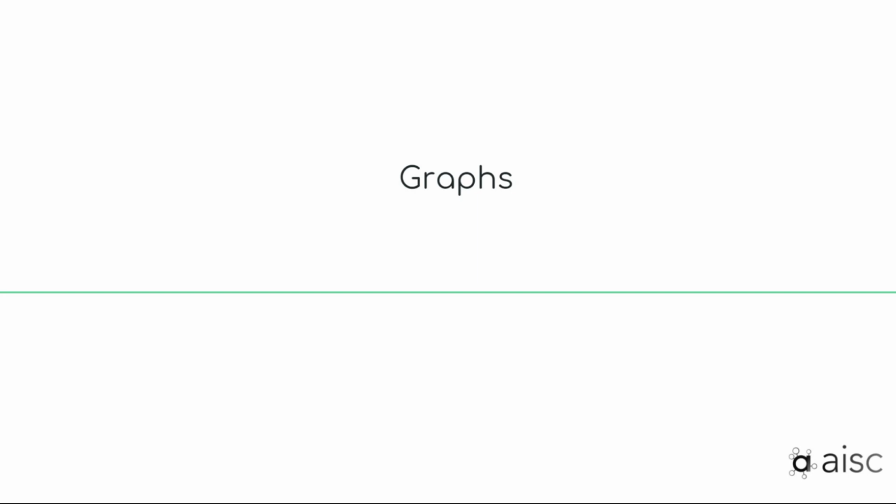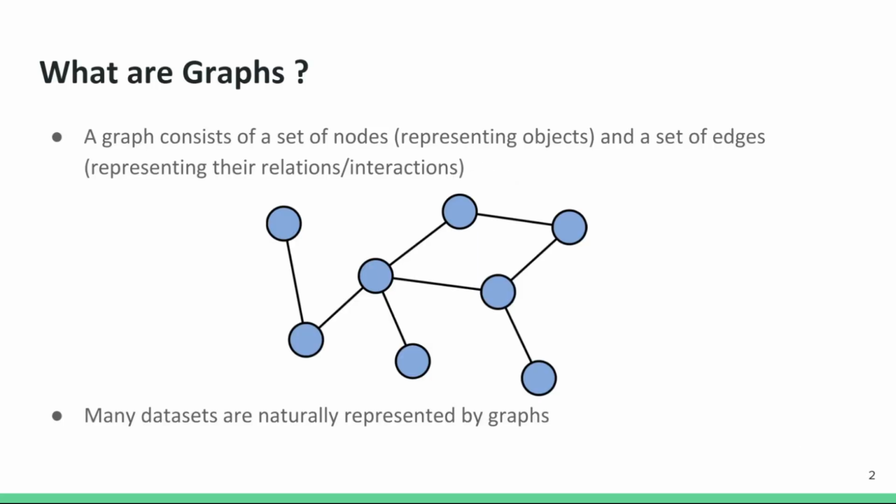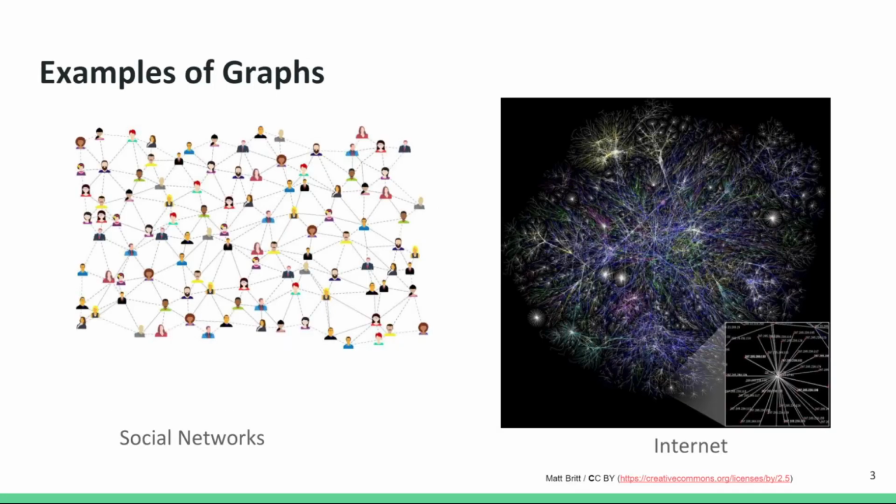In this video, we will introduce graphs. A variety of real-world data is best represented as graphs, which are composed of a set of nodes and a set of edges. The nodes represent objects, and edges represent relationships between these objects. So let's look at some examples of graphs.